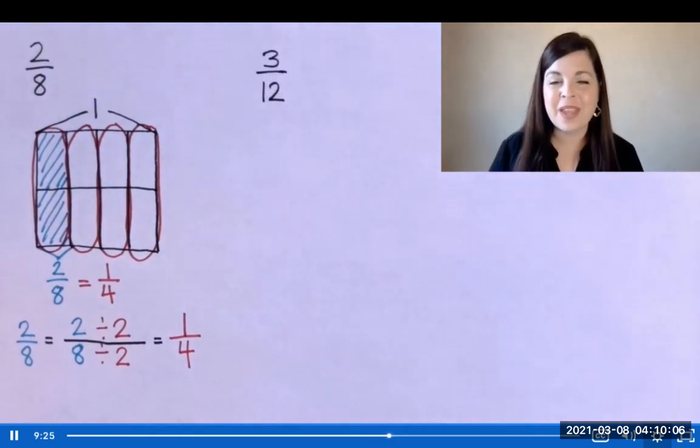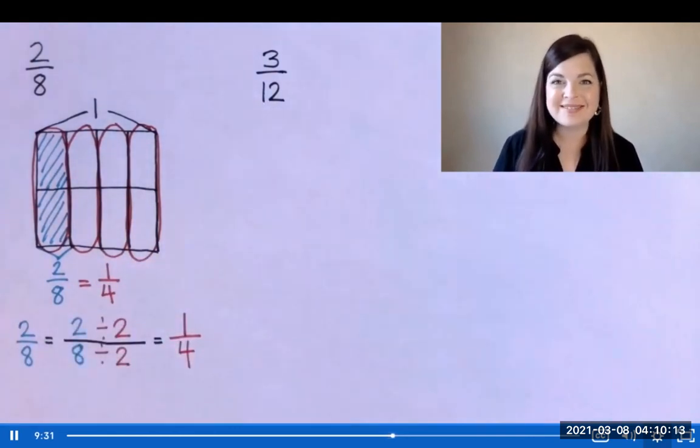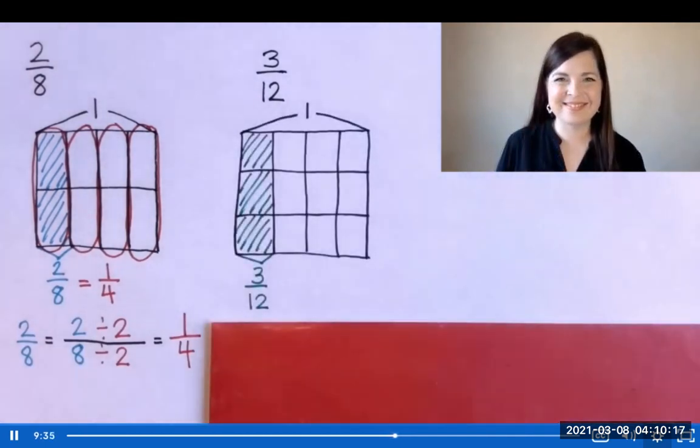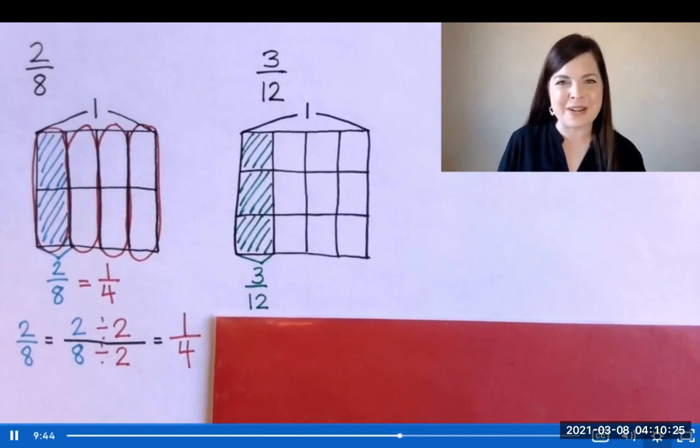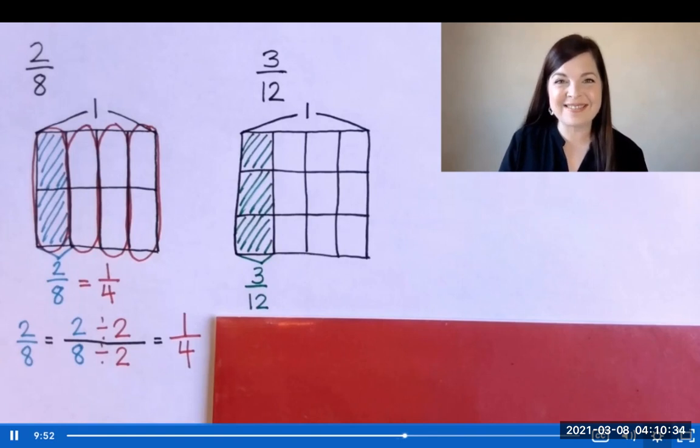Let's try another one. Pause the video and draw and shade an area model that shows 3/12. I'll be waiting when you get back. Here's my area model showing 3/12. Remember, your model might look a little bit different, and that's okay because there's more than one way to show 3/12 in an area model. Now, how could we compose these 12ths to create an equivalent fraction? Pause the video to talk out your thinking.